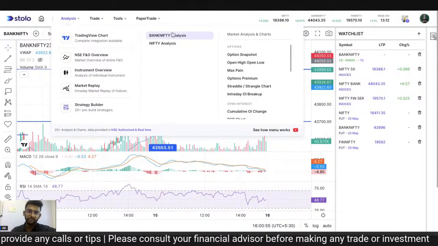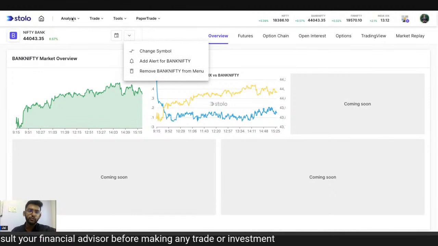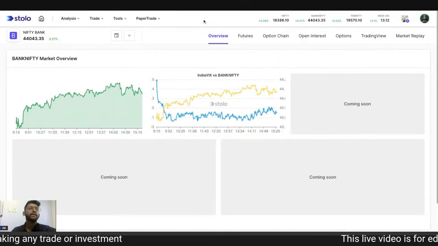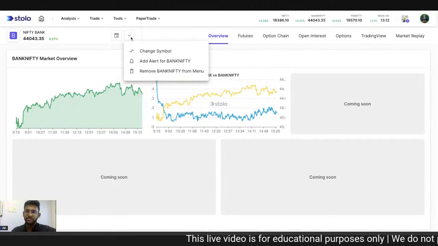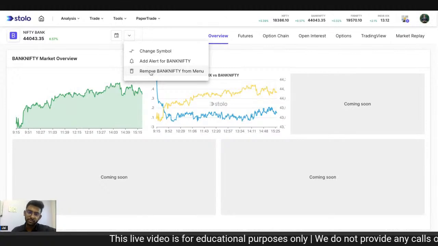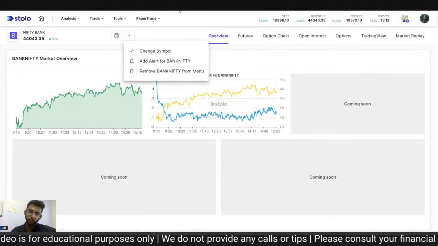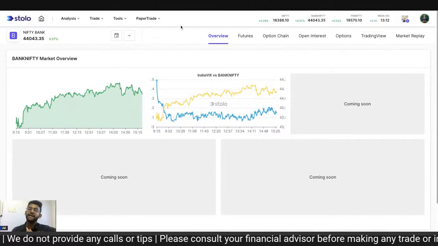So yes, coming to Bank Nifty analysis again. The saving part, what you can just do is, for first-time users, you can quickly go to instrument overview, and it should by default open Bank Nifty, right? You can quickly click on this arrow mark below, and here instead of "remove Bank Nifty from menu", it would be "add Bank Nifty to menu", right? You can do that directly over there.